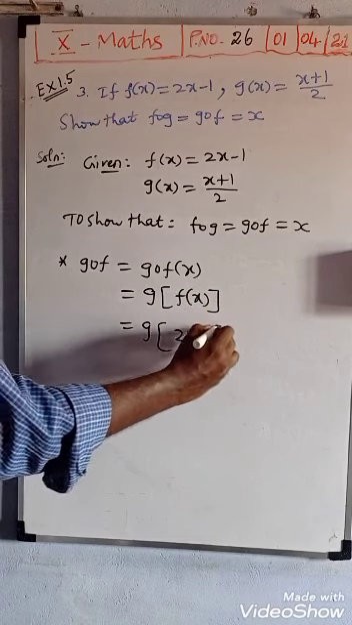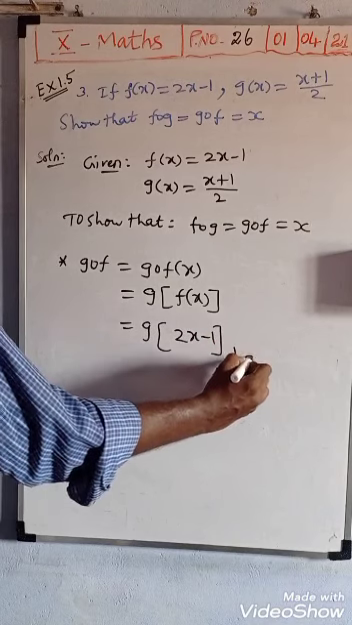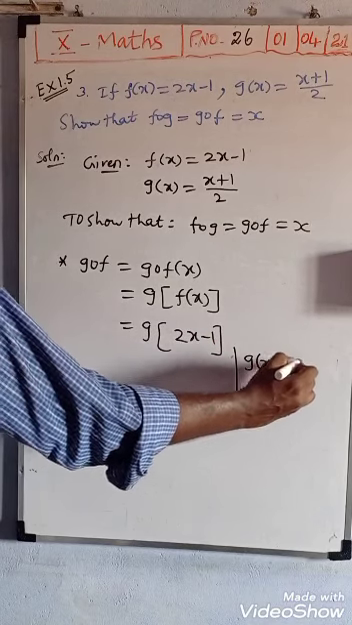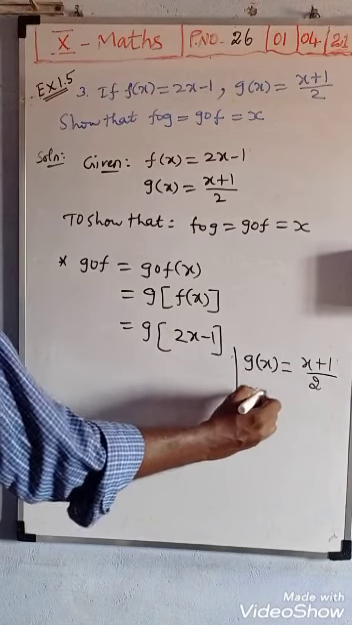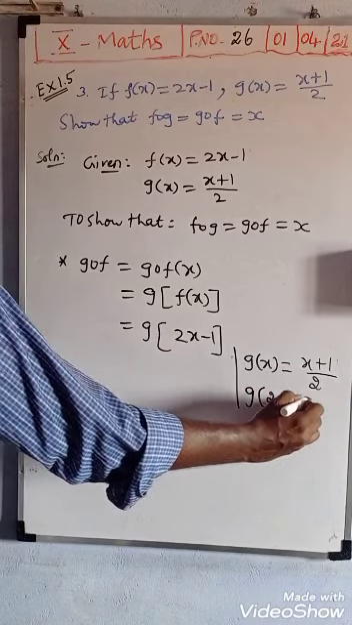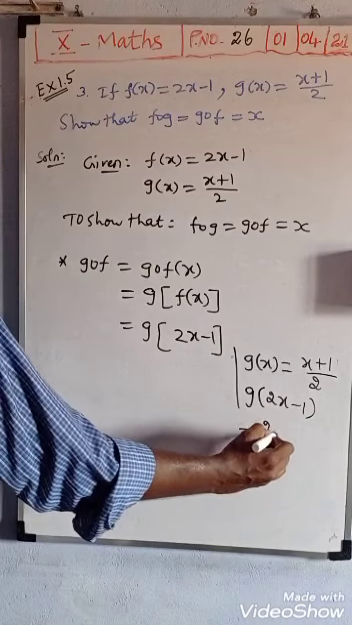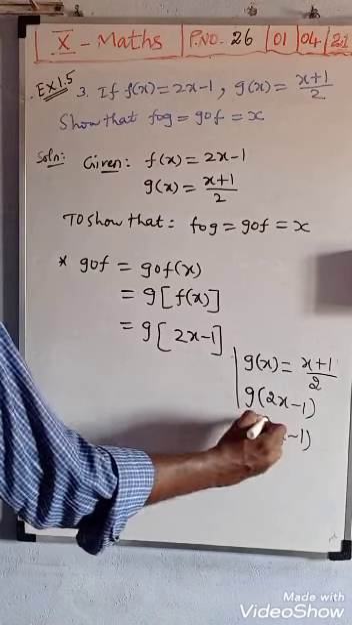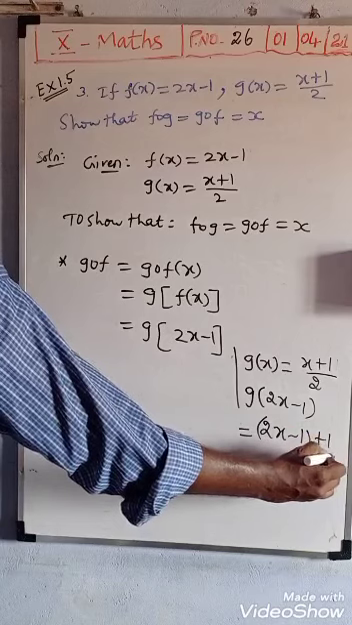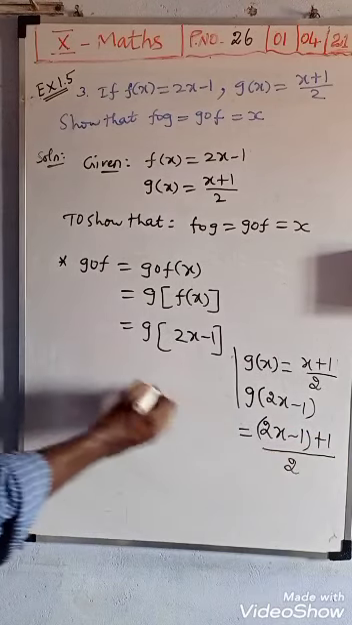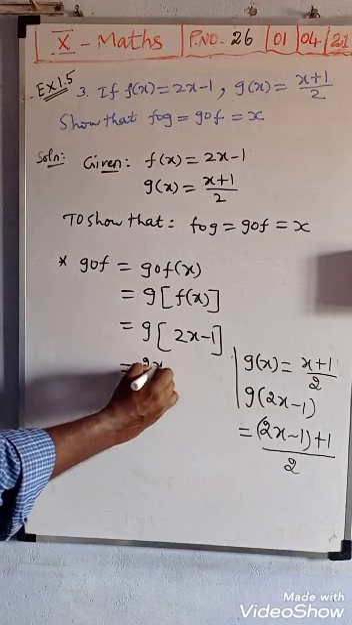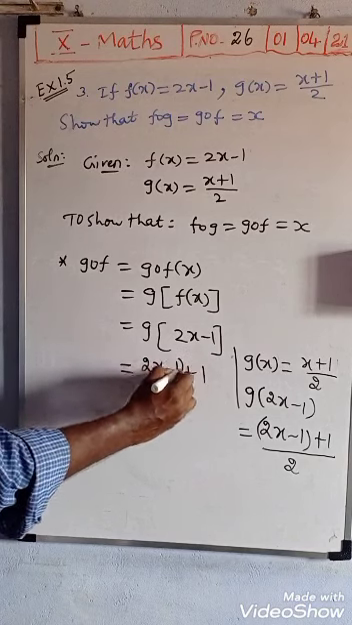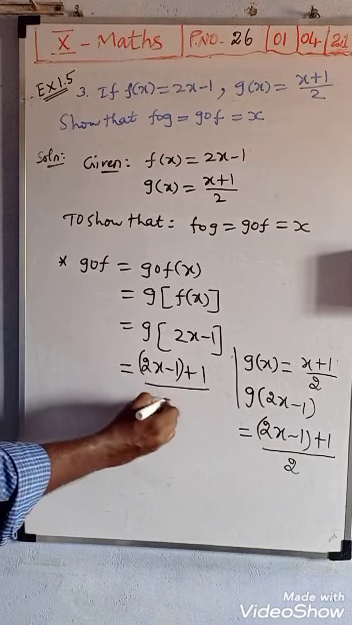2x minus 1. So already we know G of x is x plus 1 by 2. So we need G of 2x minus 1. So instead of x, you substitute 2x minus 1. Already numerator plus 1 is there, whole divided by 2. This is the value of G of 2x minus 1. What is that? 2x minus 1 plus 1, whole divided by 2.